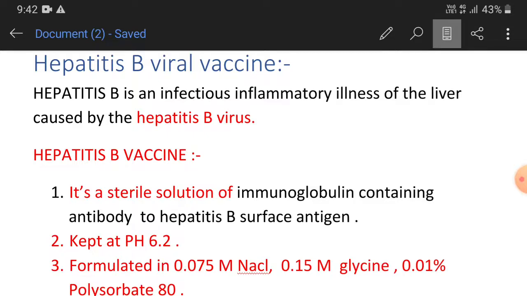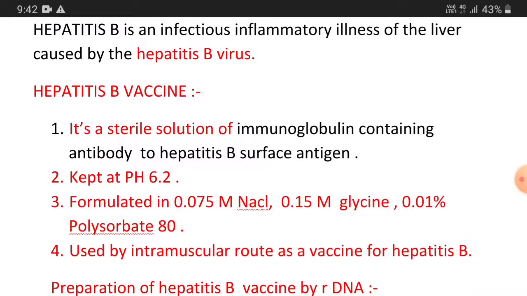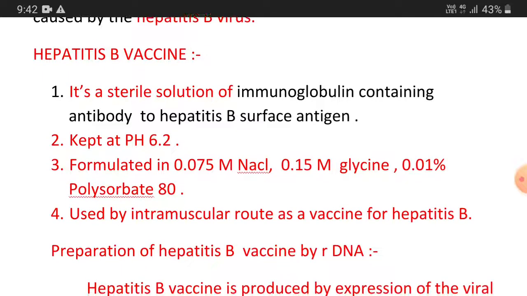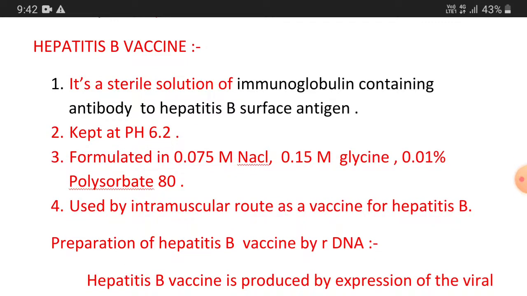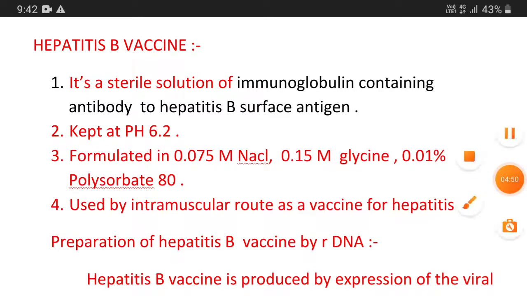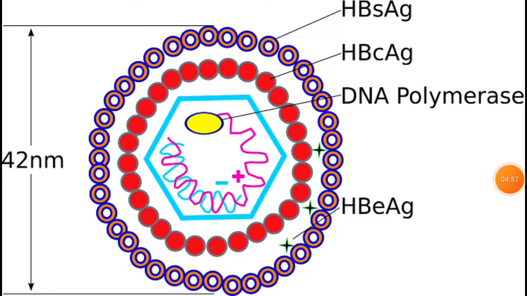First, we have to know something about the structure of the hepatitis B virus. This structure will help us determine what part of the virus we should choose for our immune response generation. So let's see the structure first. This is the structure of the hepatitis B virus.